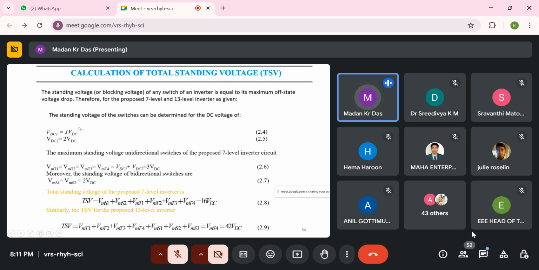Here the total standing voltage VDC1 and VDC2. So this finds out the total standing voltage of the 7-level inverter, which is 16 VDC, and for the 13-level inverter we have found 42 VDC. This is the TSV of the proposed inverters.